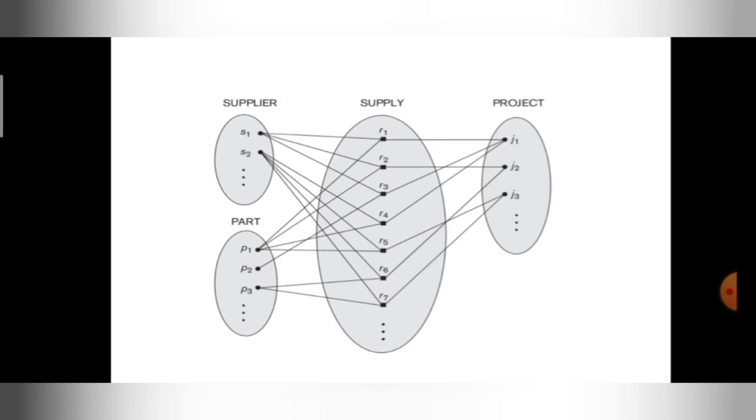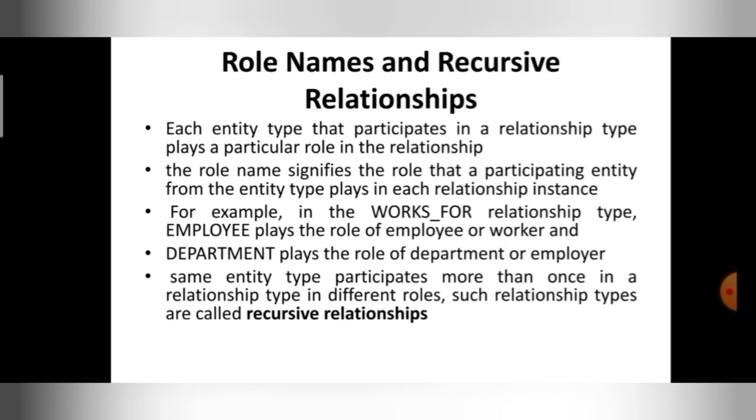Right? These role names, particularly, play a very important role while writing the ER diagrams. You can see there. In a works for relationship, employee plays the role of an employee or a worker. Department plays the role of an employer. Understood, guys? Suppose if you have any doubts, please post your doubts in the comment section.